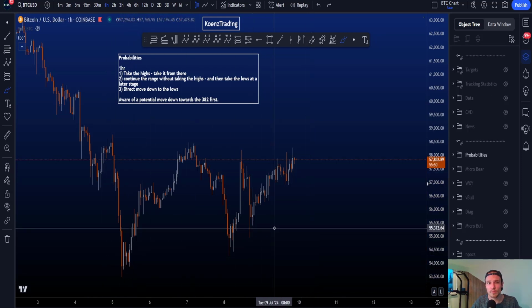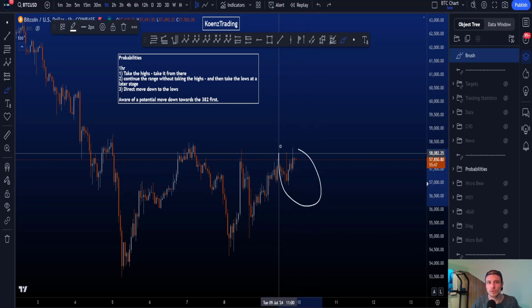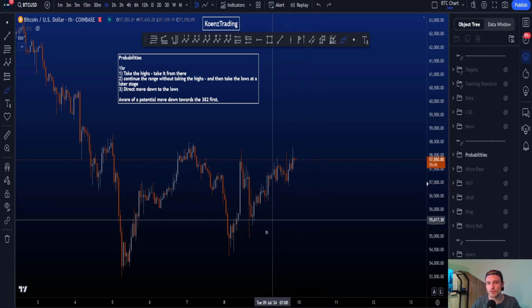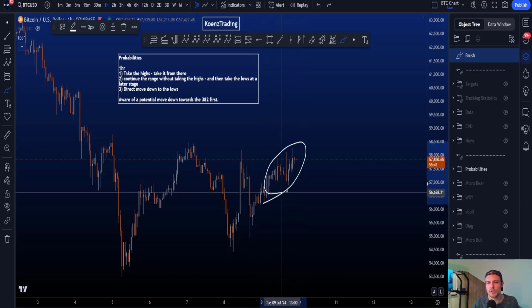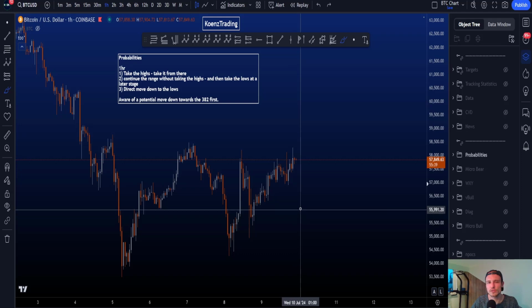It is good to be aware of a potential more local move towards the 0.382 first, that is then taken from the low to the high, as currently with the uptrend over here we didn't really see a retracement yet, so that is something to keep in mind.